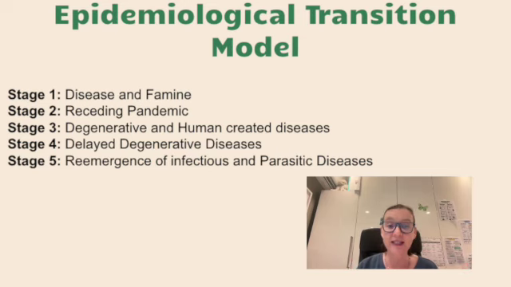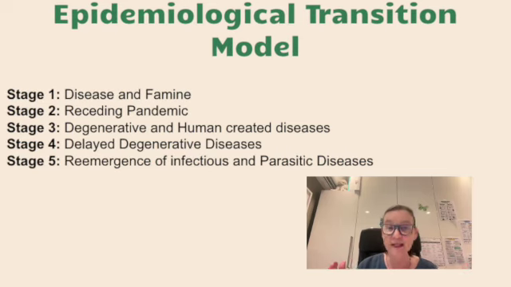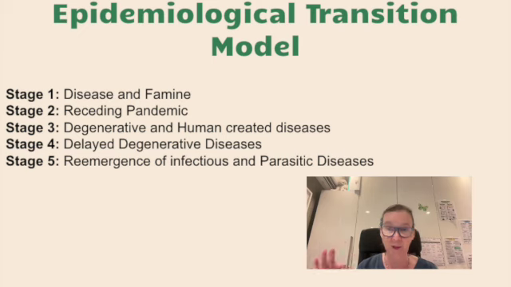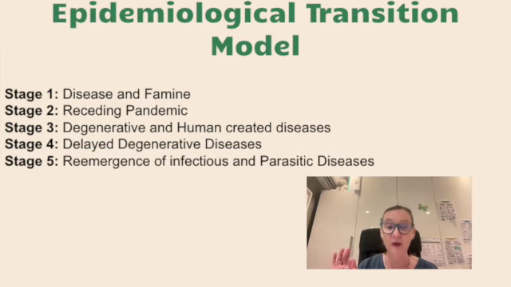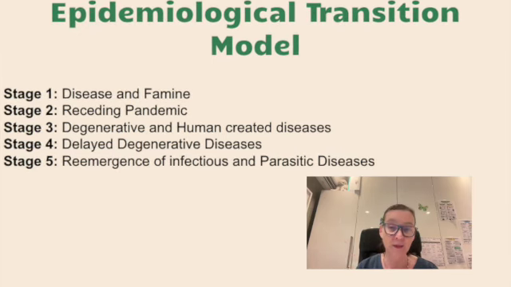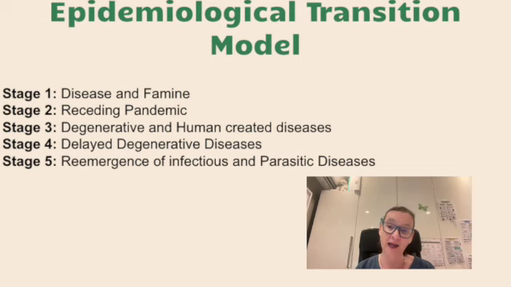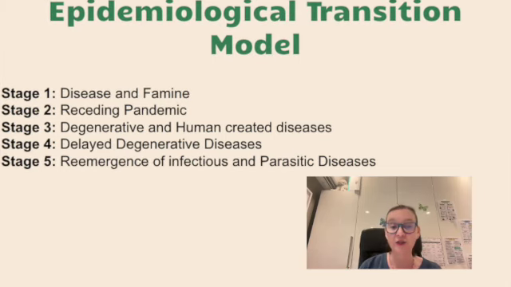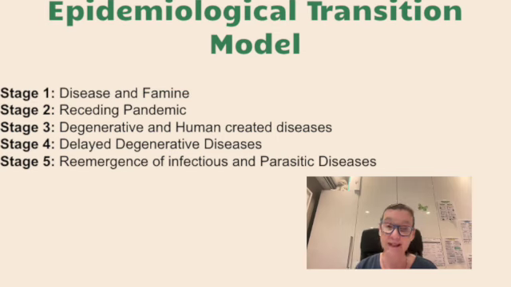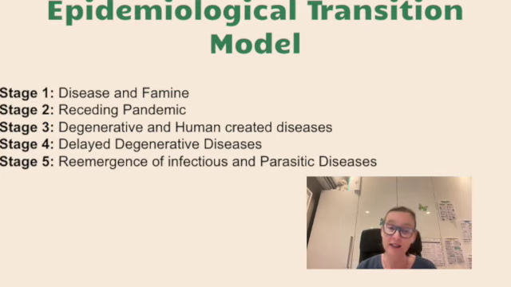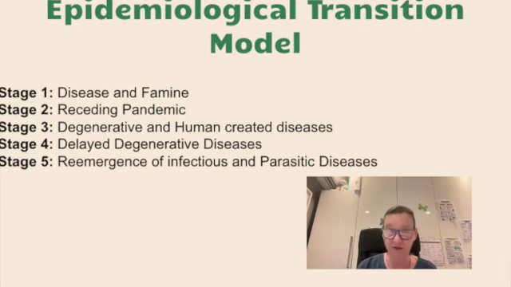So the first stage is disease and famine: high death rates due to infections, starvation, and poor sanitation. Stage 2, receding pandemics: death rates begin to fall as medicine, sanitation, and nutrition improve. Stage 3, degenerative and human-created diseases: chronic illnesses like heart disease and cancer become leading causes of death.